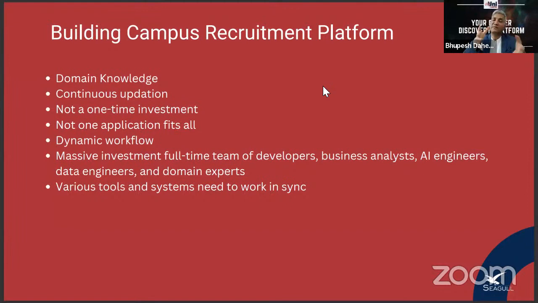Dynamic workflow: you can't have a static workflow. Massive investment in terms of full-time developers. When people think about developing software, they think it is only about software developers. No, it is not. You need developers, business analysts, and AI engineers, because we will bring in some smartness. Let's say AI proctored assessment.